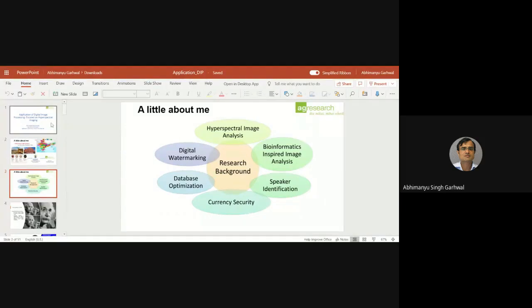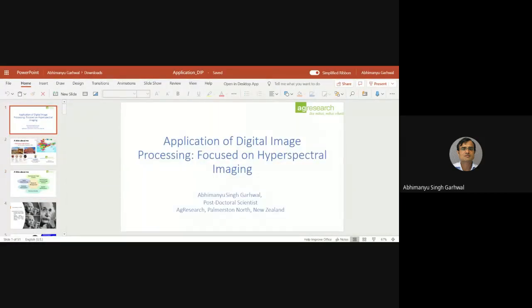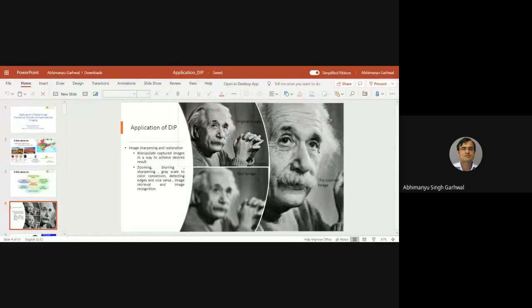Today's topic, as all of you know, is applications in digital image processing, focused here on hyperspectral imaging. So first I will explain the applications of digital image processing, and then I will explain hyperspectral imaging. Everybody knows it's a very simple application of image processing: image sharpening and restoration. So what we do in that, we manipulate the captured images in a way to achieve the desired result.